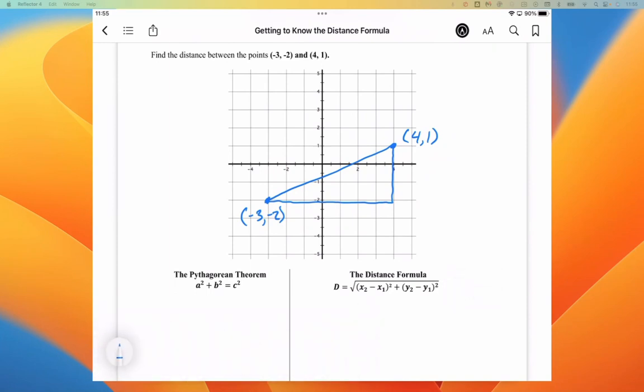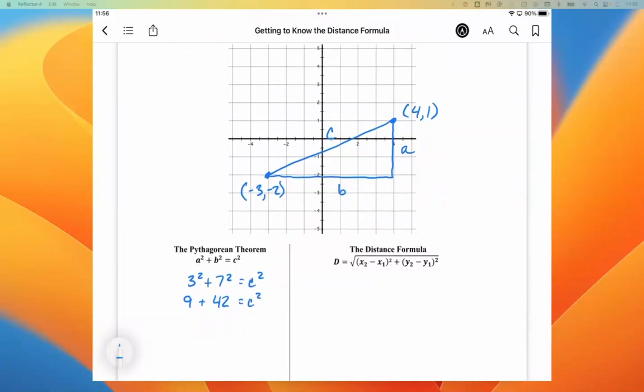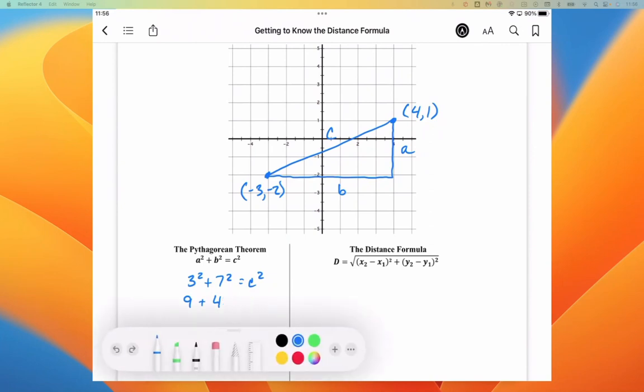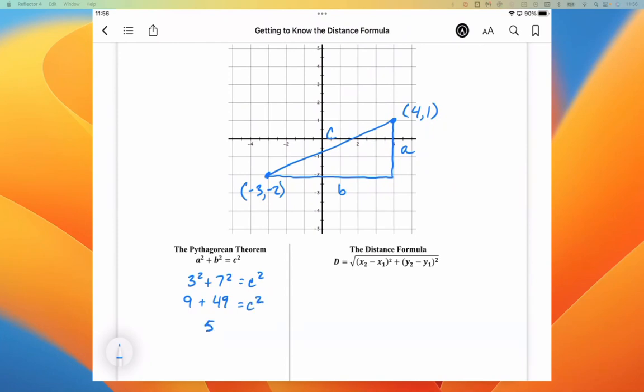So what we need to do is label A, B, and C. I'll call the short side A, the medium side B, and the long side C. We're going to replace the a squared plus b squared equals c squared with those values, giving us 3 squared plus 7 squared equals c squared. 3 squared is 9, 7 squared is 49, c squared. 9 and 49 makes 58, c squared.